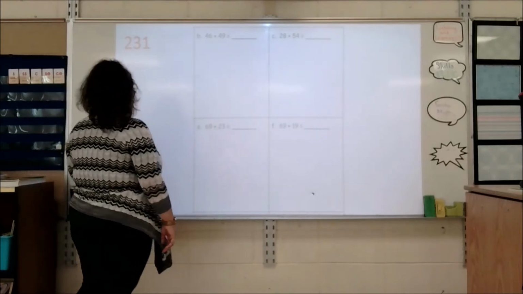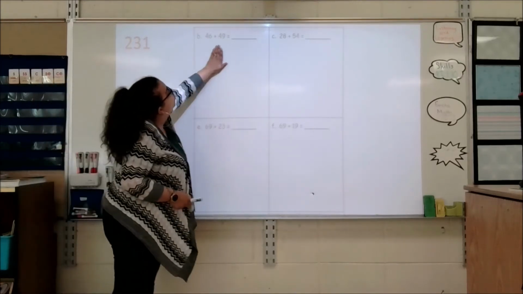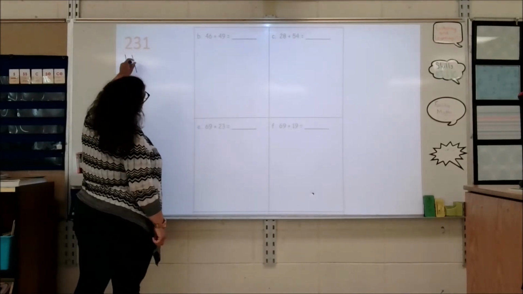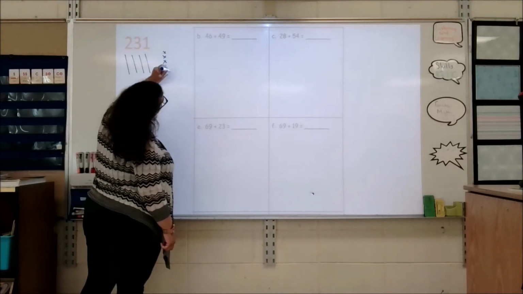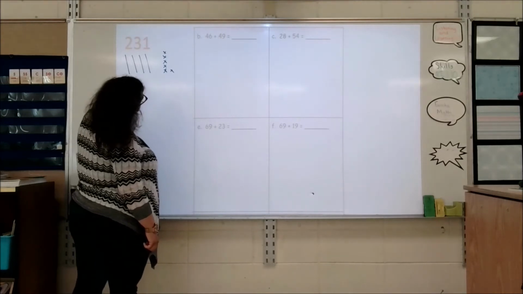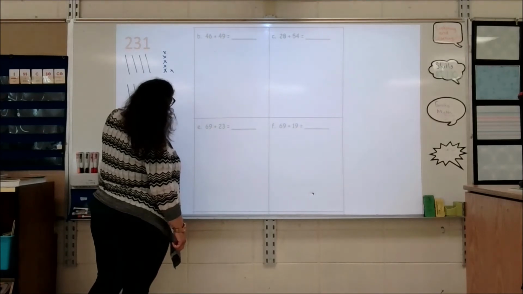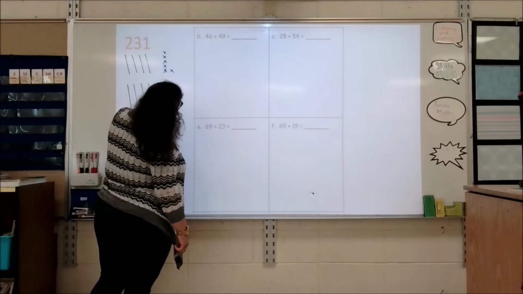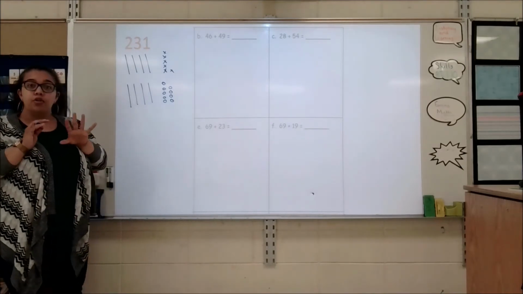So let's start by drawing a picture first. We're going to draw 46 plus 49. I'm going to draw it out here. Told you I'm going to use all my space. 10, 20, 30, 40, 41, 42, 43, 44, 45, 46, and 49: 10, 20, 30, 40, and 9 more ones. All right, so I have now drawn both parts.